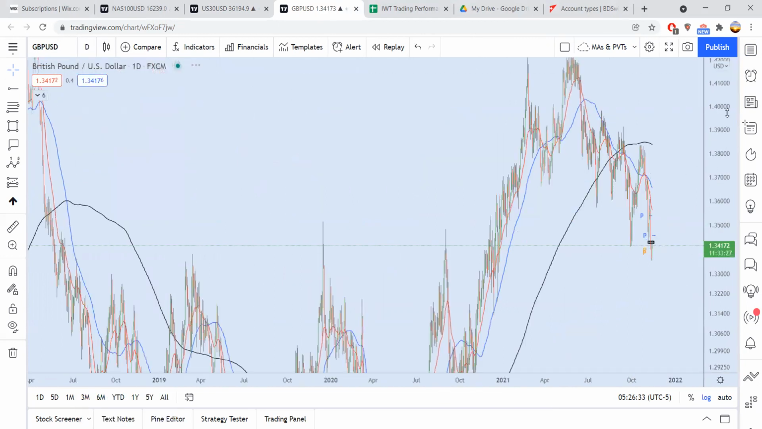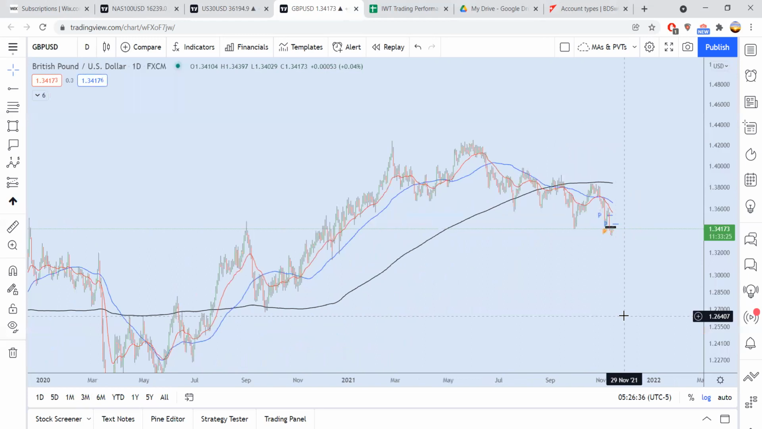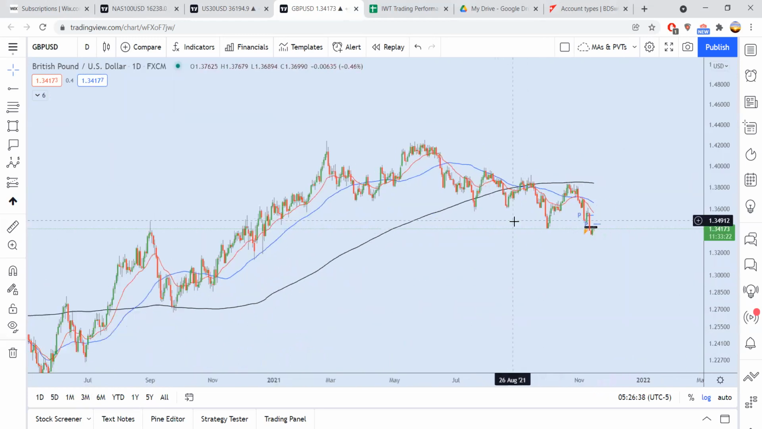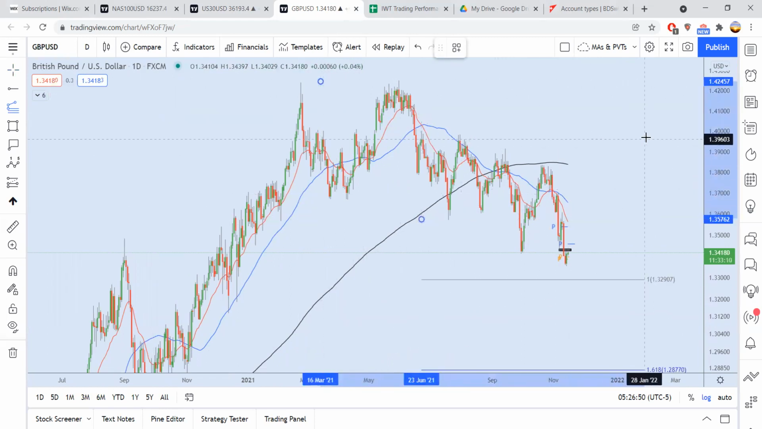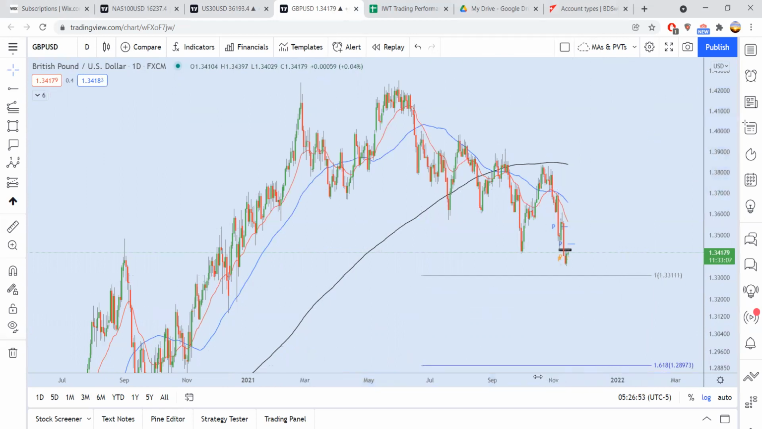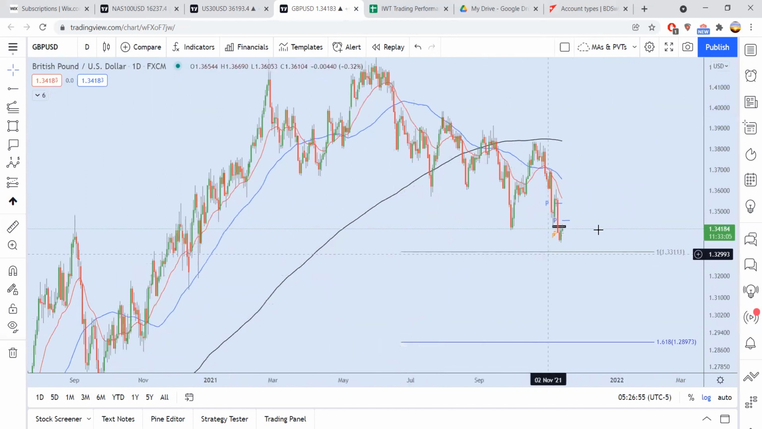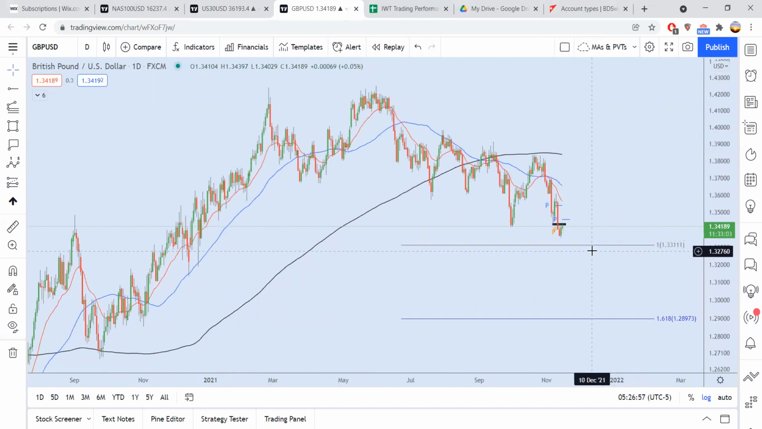Can we spot something on the daily here? Probably can use some extensions. It has broken the 200, retested twice, failed, and continued the downtrend. Maybe if we use the extension here. Yeah, 133 again. It's a level that we thought would be tested months ago. However, it went so close to it here and then it bounced. We thought that probably this move was finished.